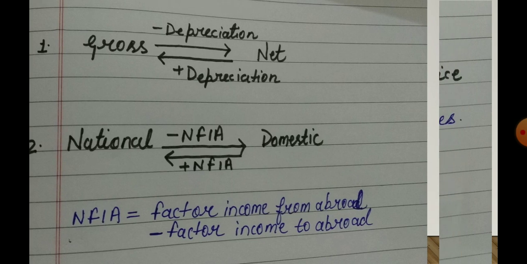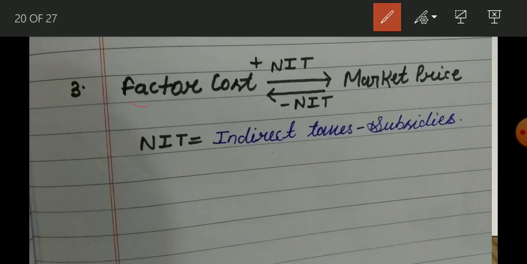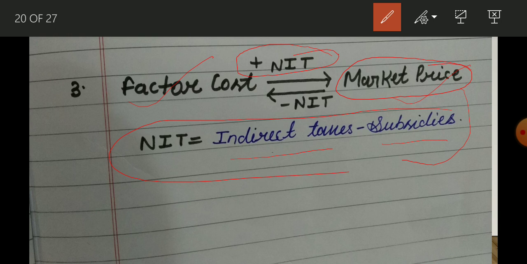Okay, now next: if suppose factor cost is given and you are told to find the market price, then you have to add NIT. Why? Because market price is that price at which goods are available in the market for sale, meaning the price at which we purchase goods and services. And market price includes indirect taxes and excludes subsidy. So how do we calculate NIT? For calculating NIT, we use this equation: indirect taxes minus subsidy.